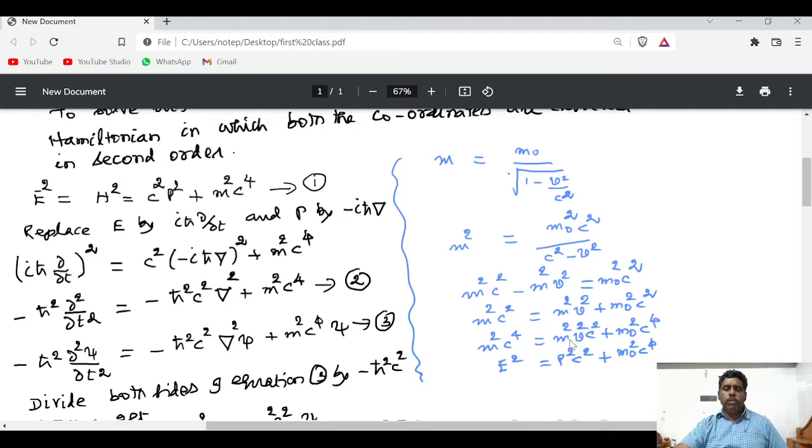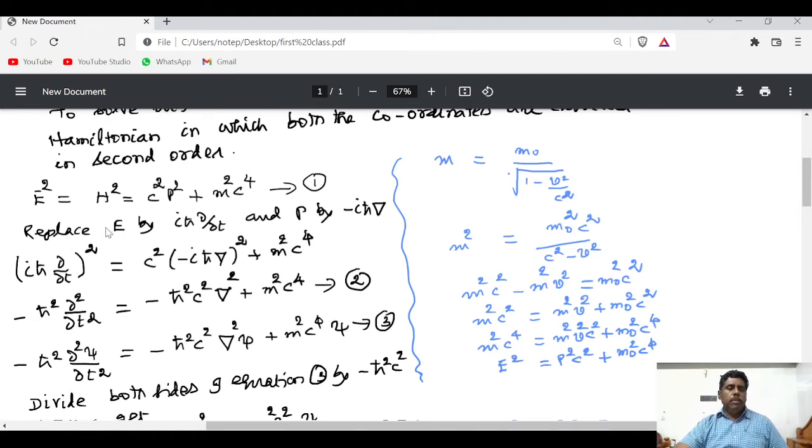Here p equal to mv, so this term m square v square is p square. Then m square c power 4 is presented as E square, plus m0 square c power 4. Therefore, E square is equal to p square c square plus m0 square c power 4. Here the E equal to mc square formula is used. In this way, we have arrived at this equation 1. Here m is taken as rest mass.